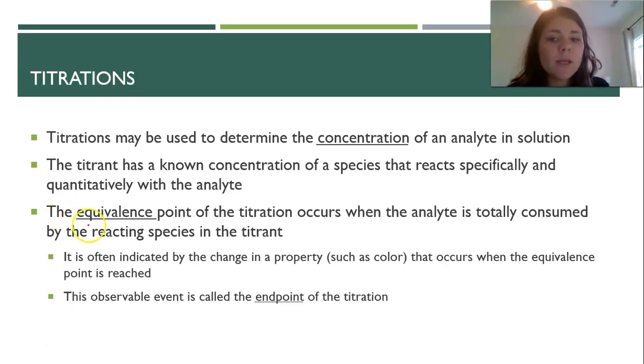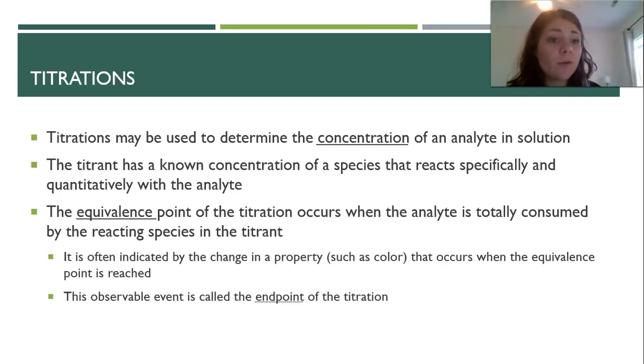So what's going to happen is there's going to be an equivalence point from the titration, and it occurs when the analyte is totally consumed by the reactant species in the titrant. Generally we are going to use something called an indicator, and it helps us see a change in a property, for example color, that occurs when the equivalence point is reached. In an acid-base reaction, it's all clear. You can't see particles, you can't see anything that would indicate that you've reached that equivalence point. So we use an indicator, just a few drops of it.